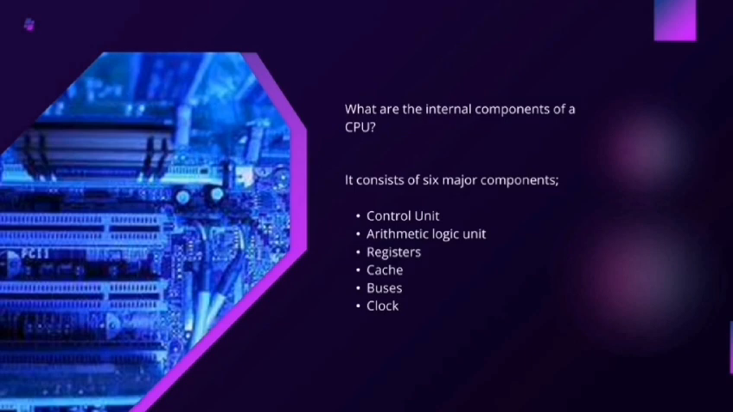Control unit. A control unit is a component of a computer's central processing unit that directs the operation of the processor. It acts as a brain within the CPU, managing and coordinating the execution of instructions by directing the flow of data between the CPU, memory, and input-output devices. Now I'm going to explain about arithmetic logic unit.